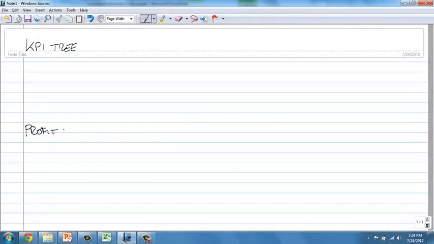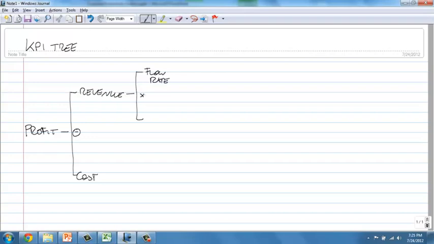What drives this profit? Profit is simply revenue minus cost. What drives the revenue here? Revenue is driven by the flow rate, the number of customers that we serve, times the dollars that we make per customer. In our example, that was $6 per customer. Flow rate in turn is defined as the minimum between demand and capacity.